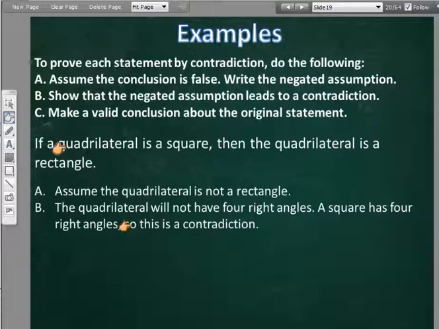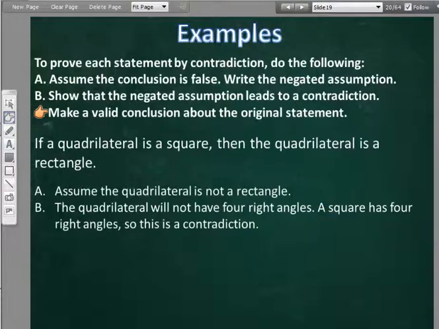All right, so let's look back. If a quadrilateral is a square, then the quadrilateral is a rectangle. That's true. Assume the quadrilateral is not a rectangle. If it's not a rectangle, it's not going to have four right angles. So that makes it a contradiction because a square has four right angles.